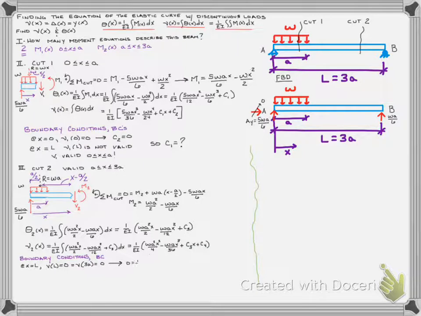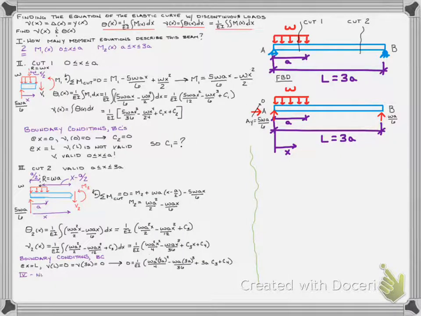And that's just going to lead us to basically wA squared times 3a squared over 4 minus wA times 3a cubed over 36 plus 3a C3 plus C4. So still not really there yet. So what we need to do now, because now we're sitting with 3 unknowns, is we start moving into something called compatibility, and it's the compatibility of the equations.